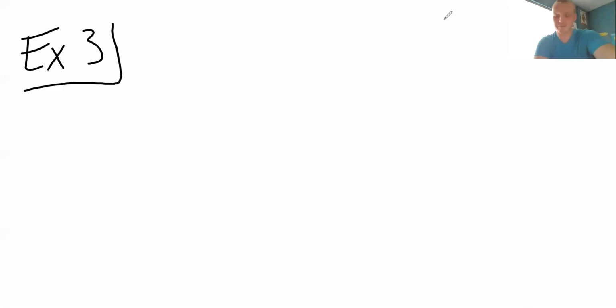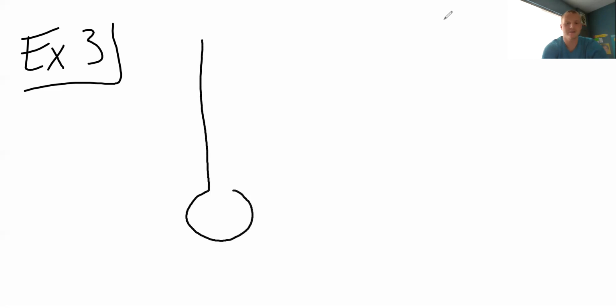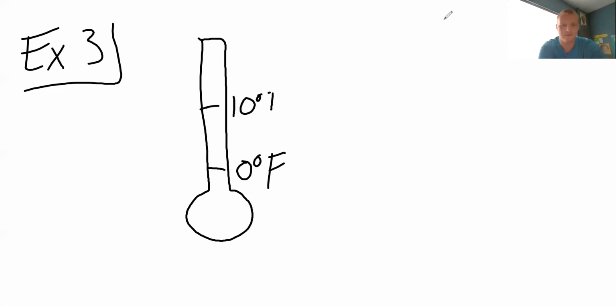All right, example 3. What temperature is shown on this thermometer? Okay, so we're looking at a Fahrenheit thermometer, and that is because it shows an F next to the listed numbers. So we have 0 degrees Fahrenheit. And this is on page 45 if you guys don't see where I'm at. We have 10 degrees Fahrenheit. And then at the very top, we have 20 degrees Fahrenheit is all this one lists.